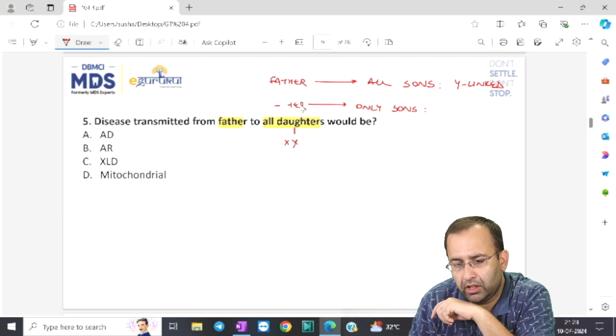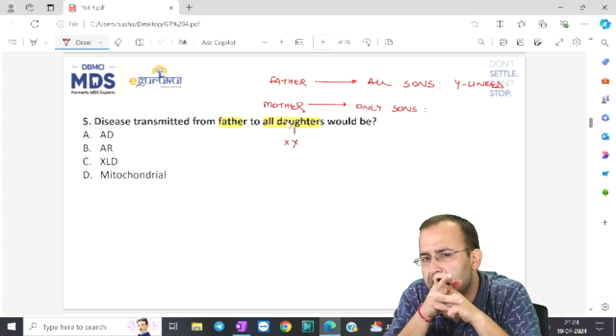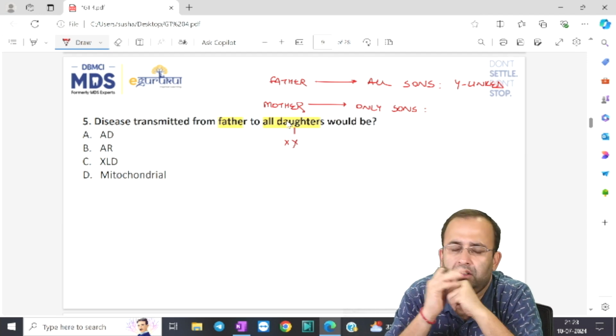If it is going from mother, my mistake. If it is father to sons, it can never be X-linked. I'll retake that.